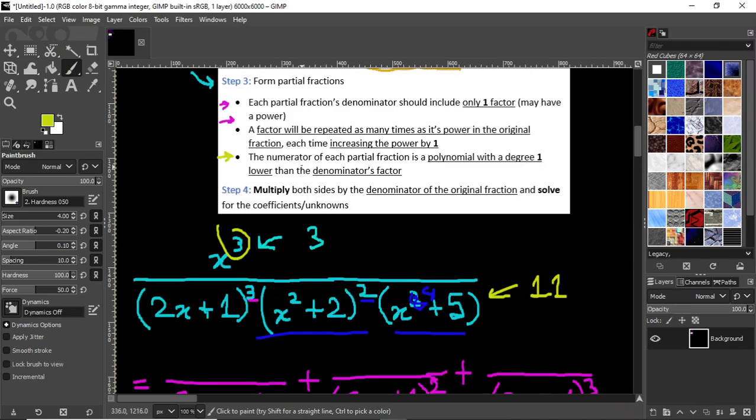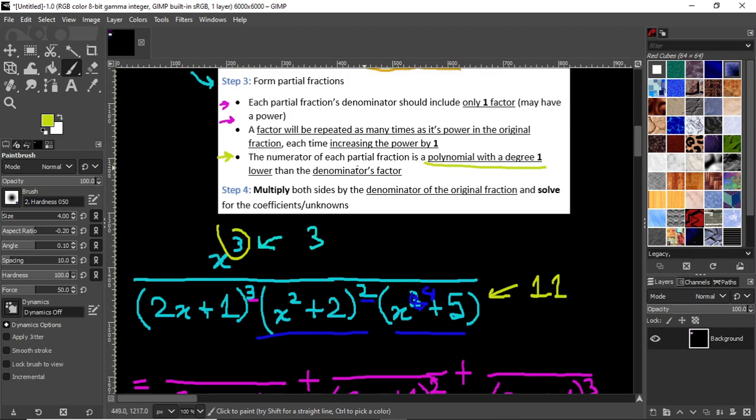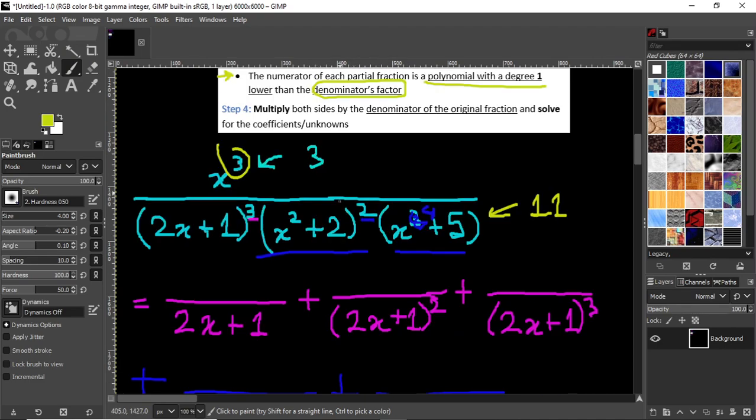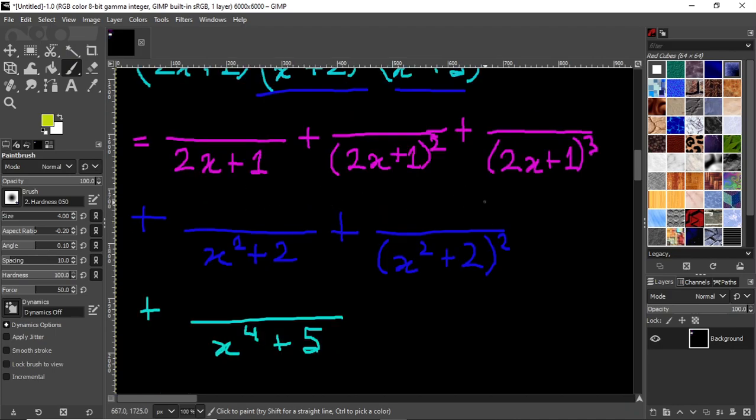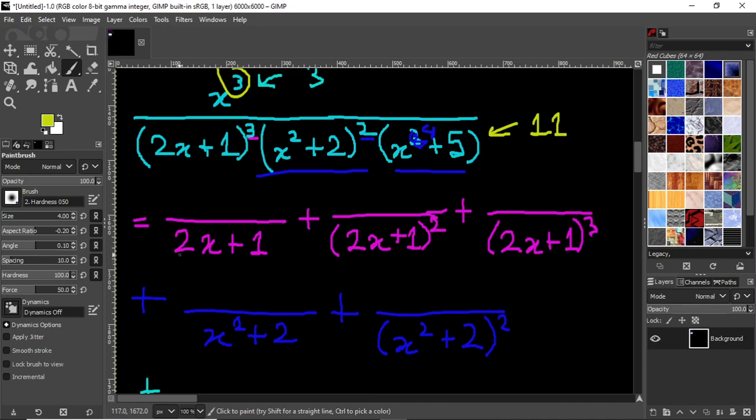We have the last point, where the numerator of each fraction is a polynomial with a degree 1 lower than the denominator's factor. One less power than the denominator's factor. And I'd really like to emphasize this point: the order is 1 lower than the denominator's factor for these partial fractions, not the denominator itself. What I mean by that is, this one is pretty clear.